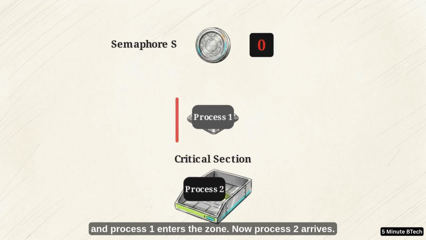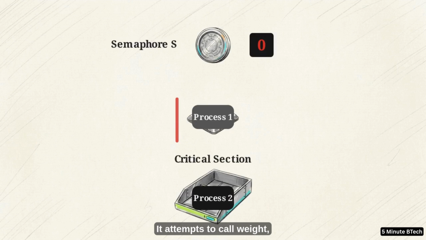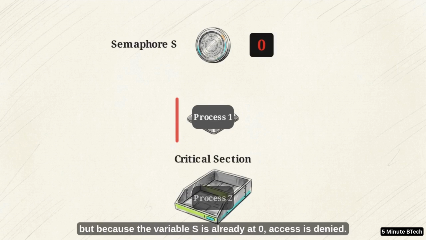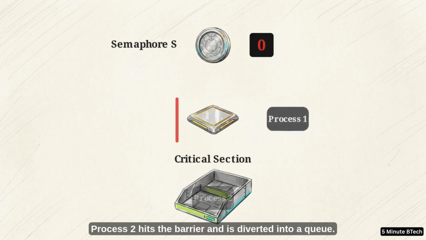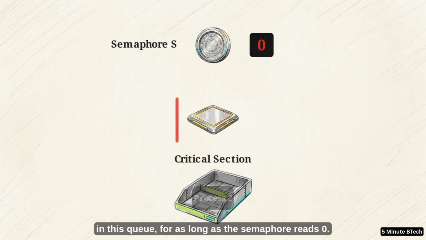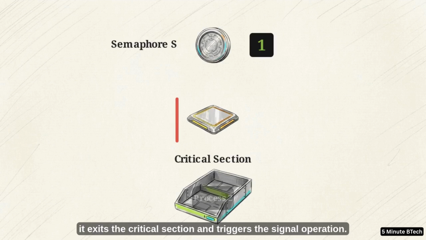Now process 2 arrives. It attempts to call wait, but because the variable S is already at 0, access is denied. Process 2 hits the barrier and is diverted into a queue. Process 2 has no choice but to remain completely idle in this queue for as long as the semaphore reads 0. When process 1 finishes its task, it exits the critical section and triggers the signal operation.